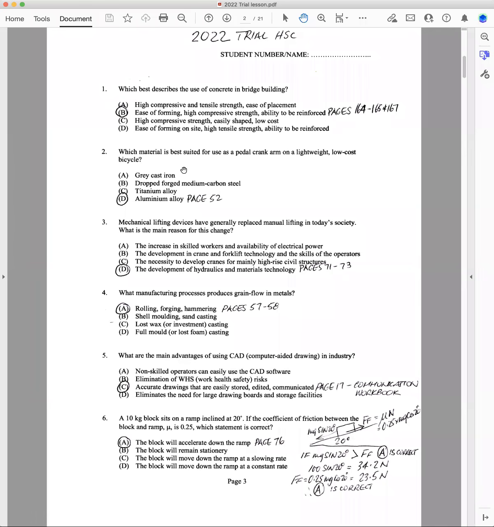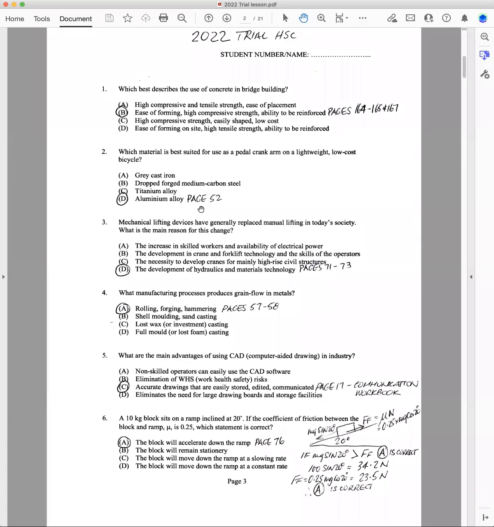Question two, which material is best suited for use as a pedal crank arm on a lightweight, low-cost bicycle? Now, lightweight and low cost, they're the two criteria that you're looking for. Grey cast iron's too brittle, drop forged medium carbon steel is too heavy when it says lightweight. Titanium alloy is too expensive. And so the answer here is D, aluminium alloy, and you'll be able to see that on page 52 of the red book.